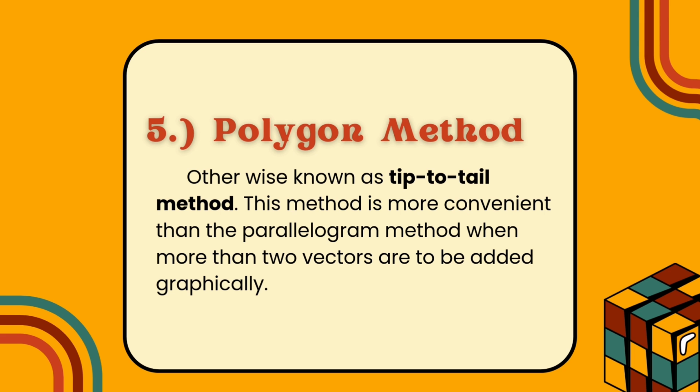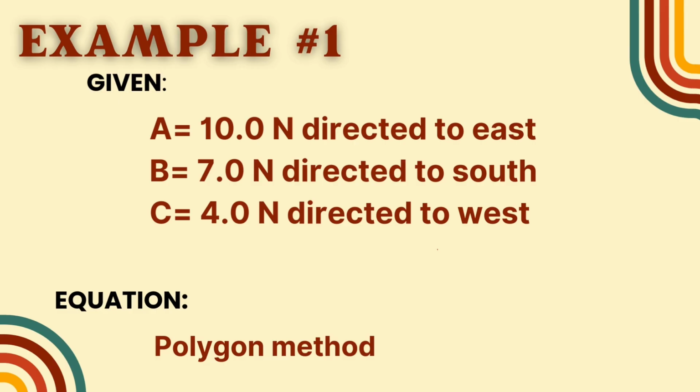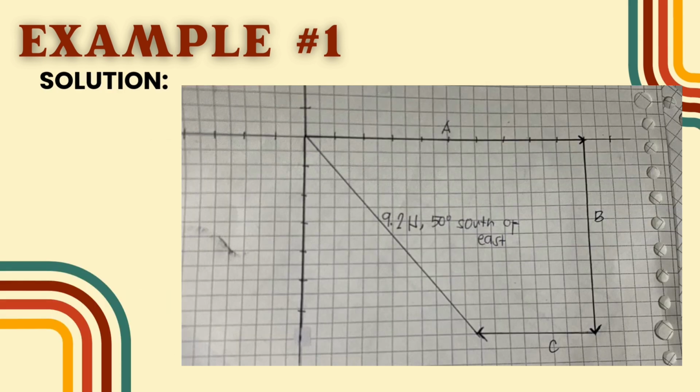Our fifth topic is the polygon method, otherwise known as the tip-to-tail method. This method is more convenient than the parallelogram method when more than two vectors are to be added graphically. For our example number 1, A is equal to 10.0 and directed to east, B is equal to 7.0 and directed to south, and C is equal to 4.0 and directed to west. And here is our solution.